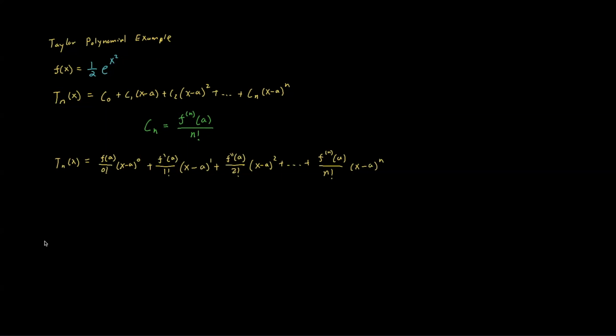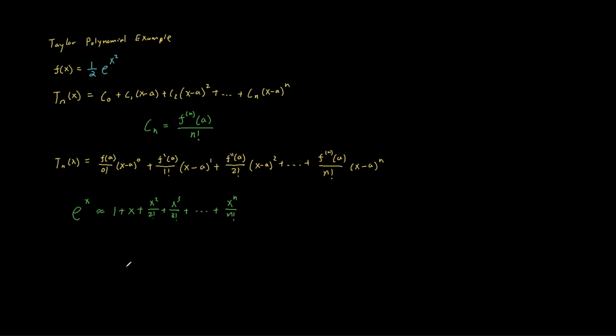So e to the x, I would say would be approximately, because we're approximating it using a polynomial, 1 plus x plus x squared over 2 factorial plus x cubed over 3 factorial plus, and then it would go on and so forth, right? So again, we can have that, or we can just end it off and say maybe x to the n over n factorial, right?